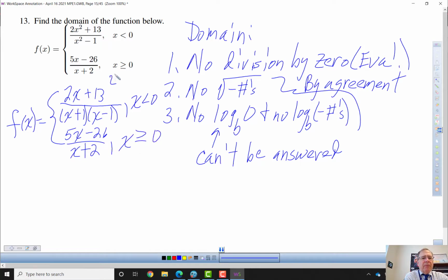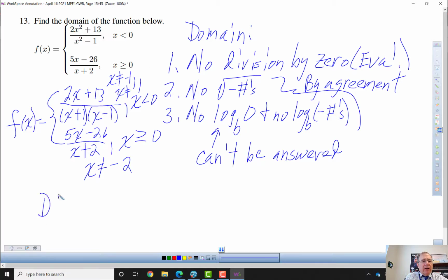So for this part, x can't equal negative 1, x can't equal positive 1 here, x can't equal negative 2. But this is not going to even come into play because this part only applies when x is greater than or equal to 0. So by the time we get greater than 0, this denominator can never be 0. So we only need to worry about the top function, and this only applies when x is less than 0, so we really only have to worry about x can't equal negative 1.